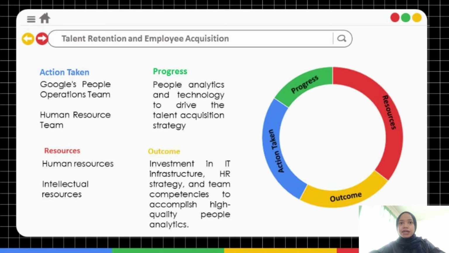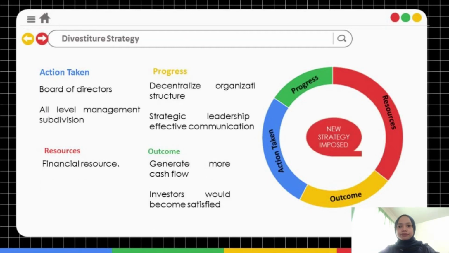This organization has eliminated the uncertainty from employee management by using analytics to enhance their strategy of attracting and retaining people. They see the importance of people analytics to help them outperform their competitors and consider it critical to have if they want to assure corporate development. As a result, many businesses invest in IT infrastructure, human resource strategy, and team competency to accomplish high-quality people analytics.